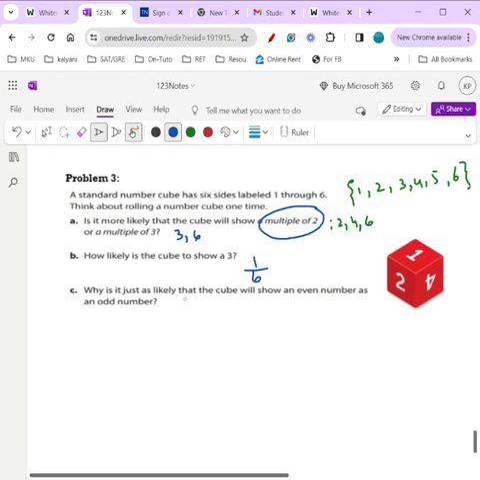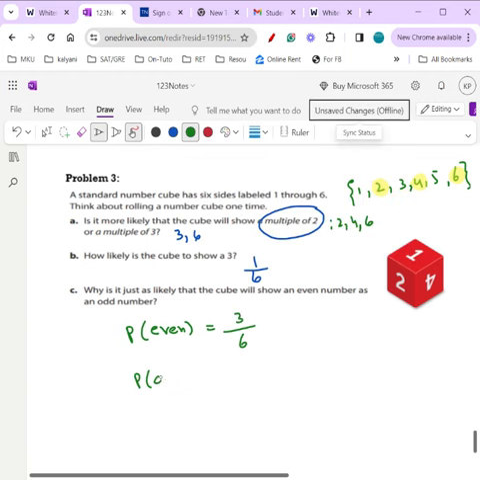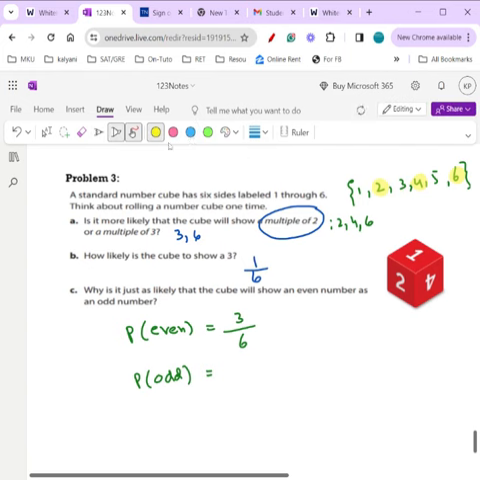Why is it just as likely that the cube will show an even number as an odd number? Even numbers, let me get a highlighter. I have even numbers 2, 4, and 6. So there are 3 of them. So the probability of even is 3 out of 6. And then the probability of odd numbers: the odd numbers are 1, 3, 5. There are also 3 of them. So it's 3 out of 6. Both of them are the same, so they are just as likely. Or you can reduce it to one half, or you can say 50%.